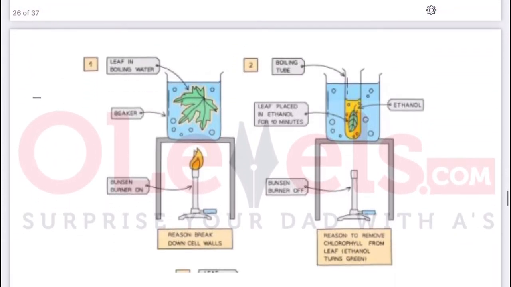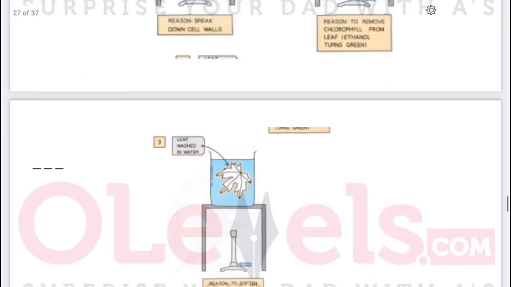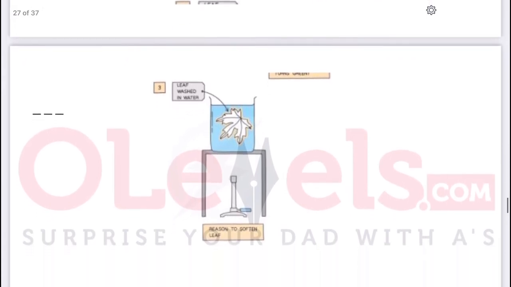So this experiment is shown in the form of diagrams. The first step is the leaf in boiling water in the beaker, with the Bunsen burner on to make the water boil. This is breaking the cell walls of the plant. The second process, boiling tube: we have put the test tube inside, and we have placed the leaf inside the test tube. We have turned off the Bunsen burner, the water is still boiling, and we have added the ethanol into the test tube. Now the third process is the leaf washed in water.